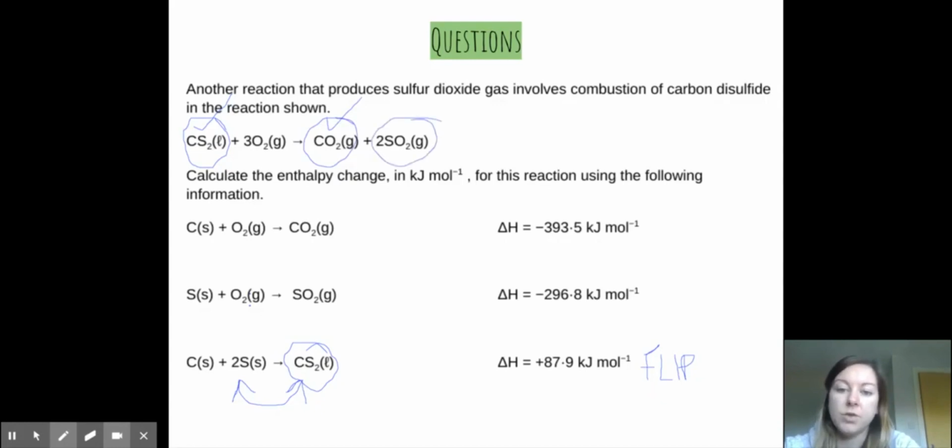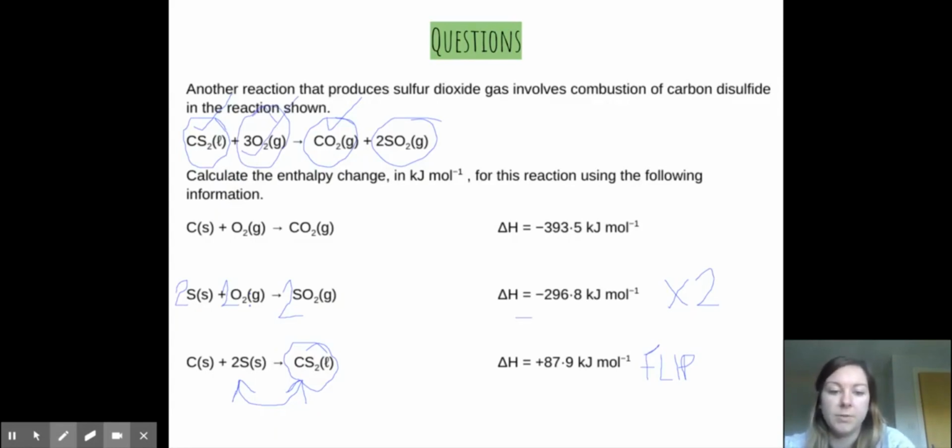And my SO2, the last one, needs to be multiplied by 2. So I'm going to multiply this by 2 and then revisit my oxygens. So we'll have 2 S's, 2 oxygens, and 2 sulfur dioxides. So now, as you can see, we actually have made our 3 oxygens on the left-hand side as well. So we've got our oxygen 2.